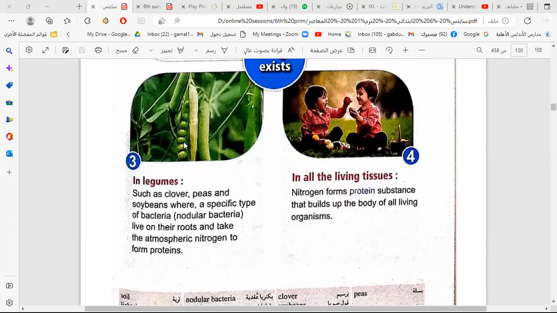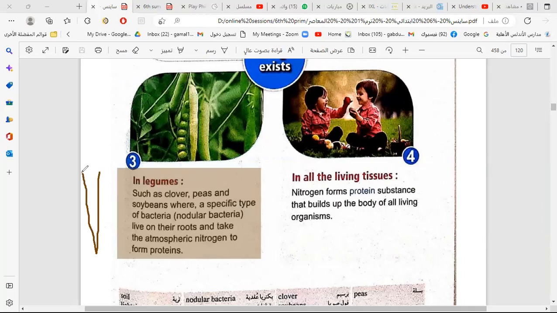After that, there are some plants that can absorb nitrogen from the soil, which are called legumes. Legumes can absorb nitrogen from the soil. Do you know why? Legumes have some small bacteria in their roots. Who can tell me the name of this bacteria in the roots of the legumes? If you know, raise your hand or write in the chat.